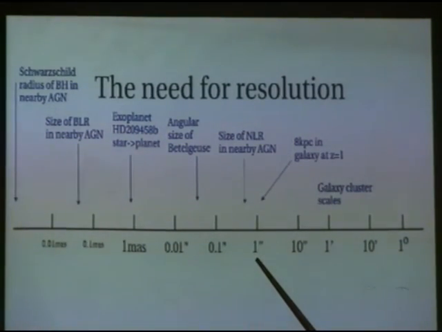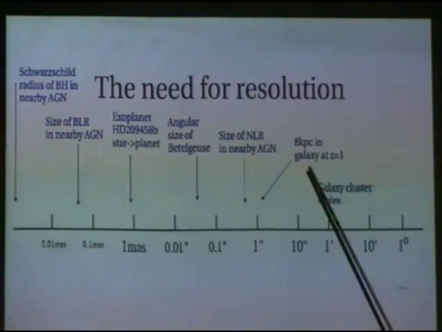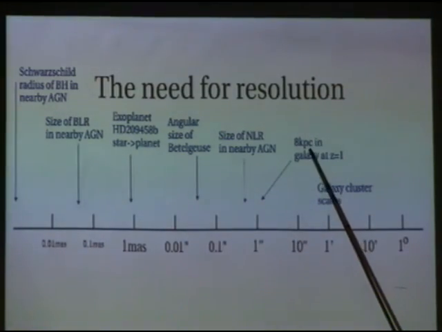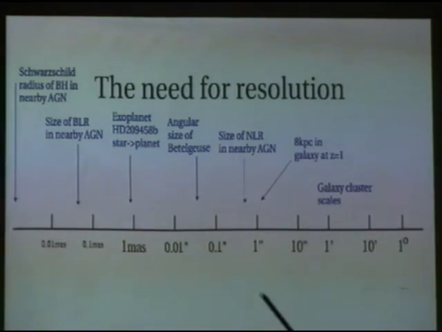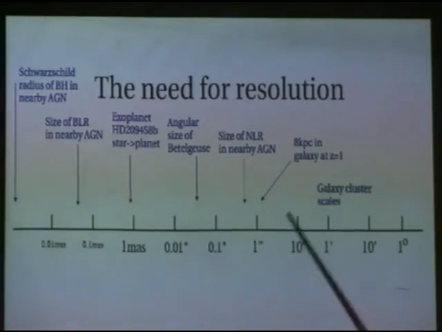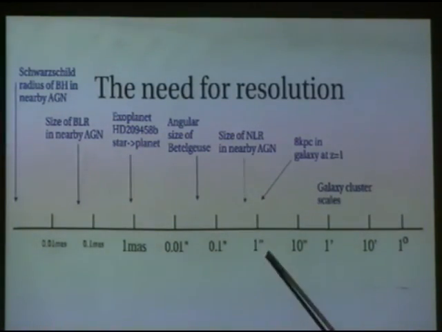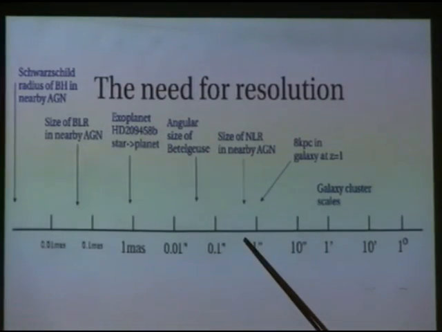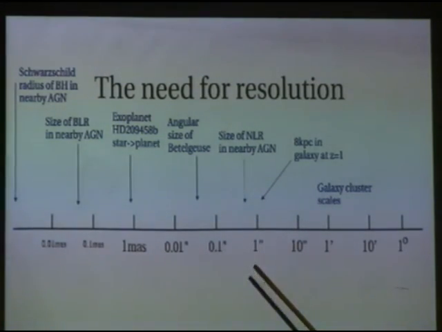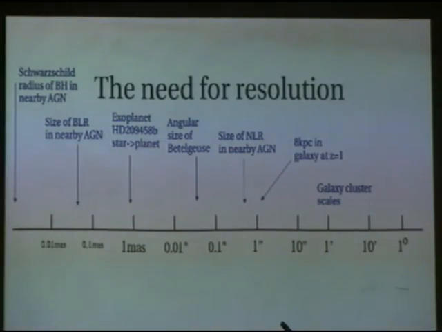This would be the size of a galaxy like our own. You know, the Milky Way disk is about 8 kiloparsec large. So if you put that galaxy at a redshift of 1, you would observe something which is 1 arc second, which is already small. That would also be the size of a typical AGN not too far away from us.